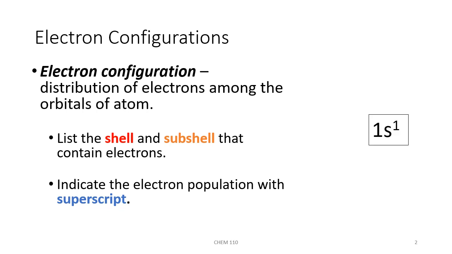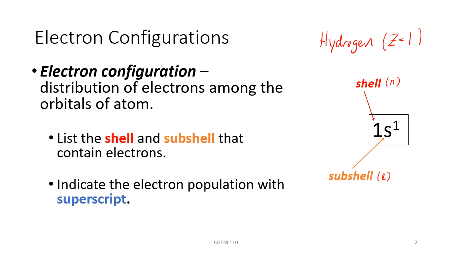So for example, for hydrogen, the simplest element with only one electron, its atomic number, or Z, is equal to 1. We would only have one electron to place. The lowest energy orbital is a 1s orbital. The 1 represents the shell, which is our n value in terms of our quantum numbers. The s represents our subshell, which is our l value in terms of quantum numbers. And the superscript value 1 tells us that there's 1 electron inside of that 1s subshell.